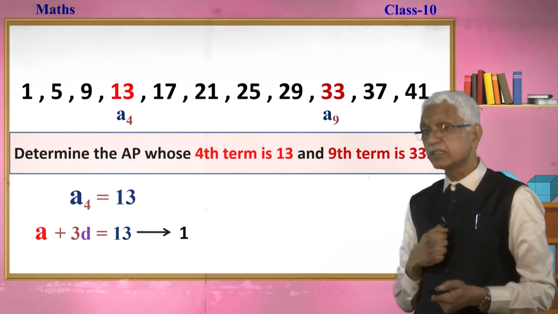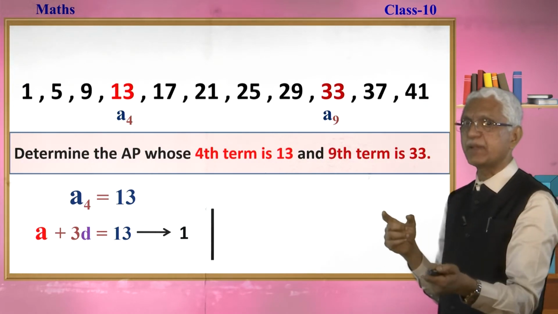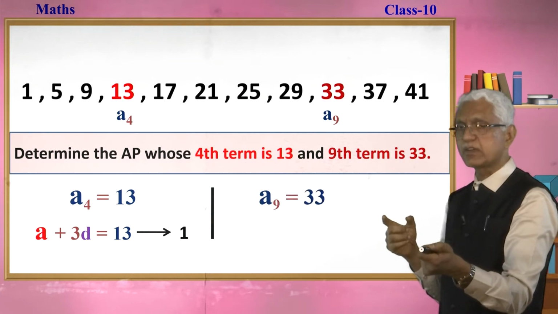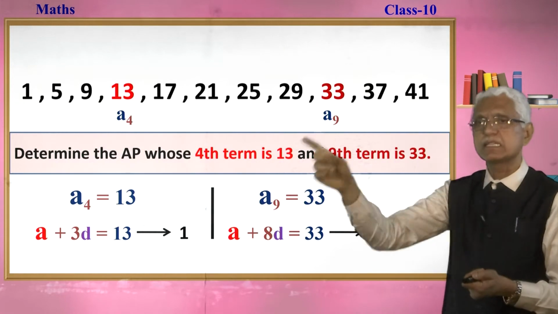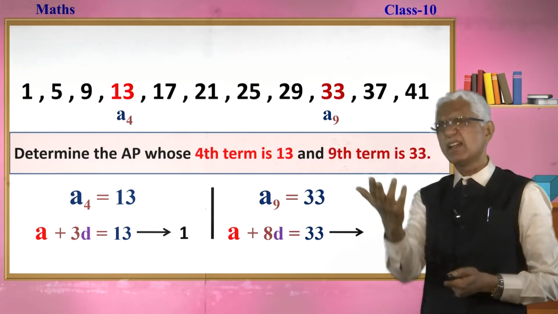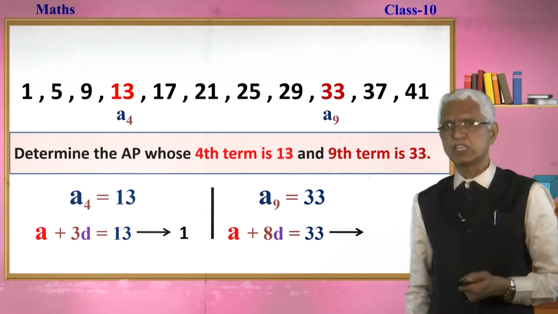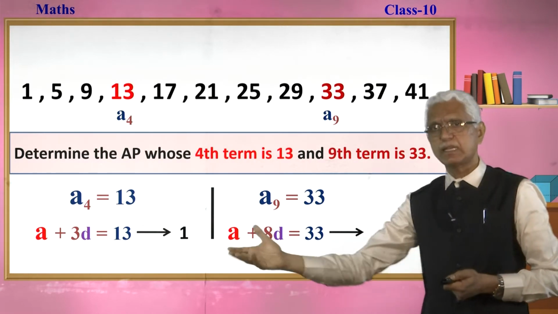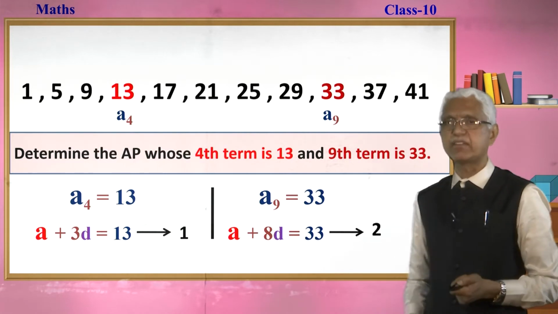What else is given? a9. The 9th term is 33. a9 is 33. Call this equation 2. What has happened? You have got a pair of linear equations now. a plus 3d is equal to 13 is one equation. a plus 8d is equal to 33 is another equation. You have got a pair of linear equations, correct?